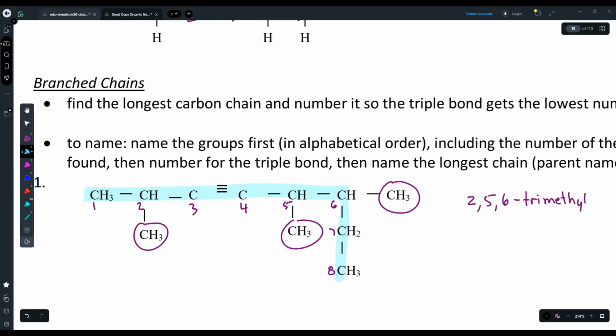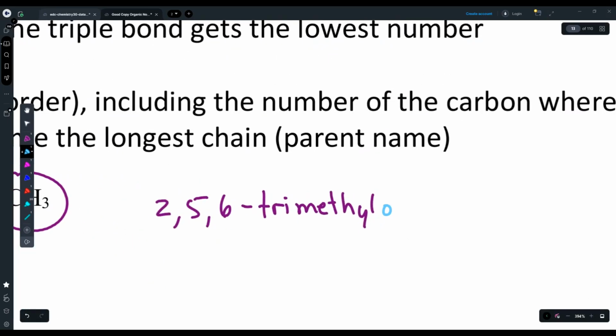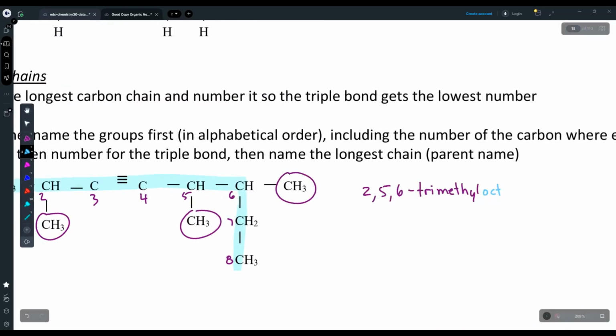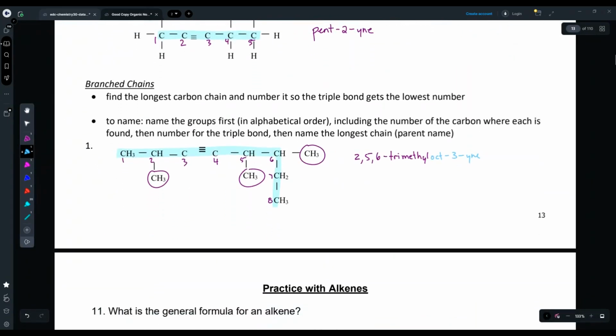Let's look at the parent chain. There are 8 carbons, so the stem, or the prefix, whatever you want to call it, to mean 8 is oct. And then we have to talk about our triple bond. So oct-3-yne. So 2,5,6-trimethyloct-3-yne. Okay, the rest is practice, so there we have it.